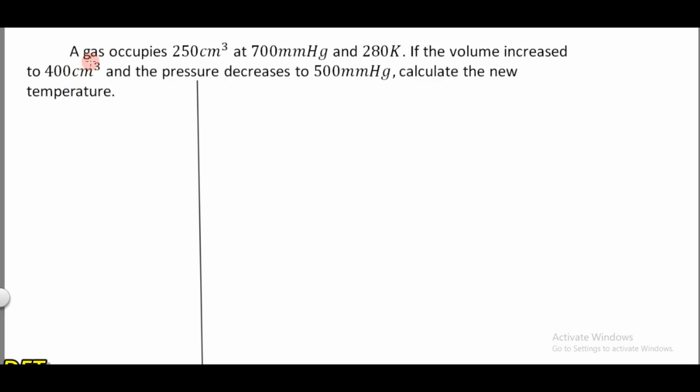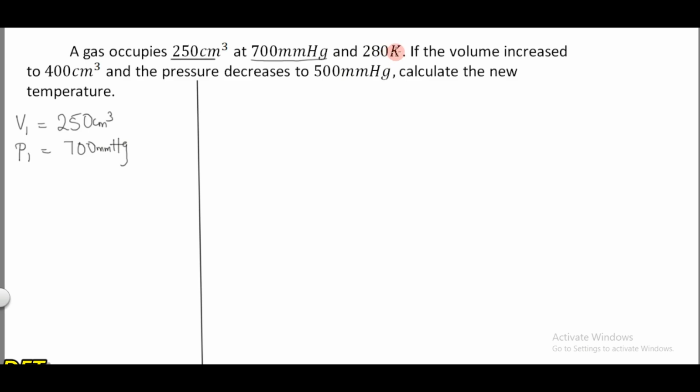Right, so the first thing I would want to do here is to fish out the parameters. A gas occupies 250 cm³. That tells us about volume, right? So that tells us that the volume of this gas, V1, is equal to 250 cm³. At 700 millimeters of mercury, that tells me about pressure. So my P1 is equal to what? 700 millimeters of mercury.